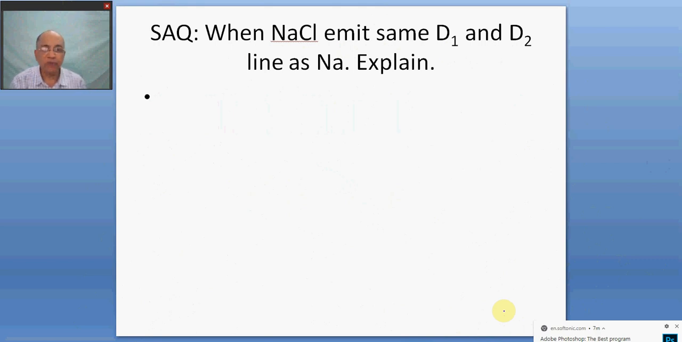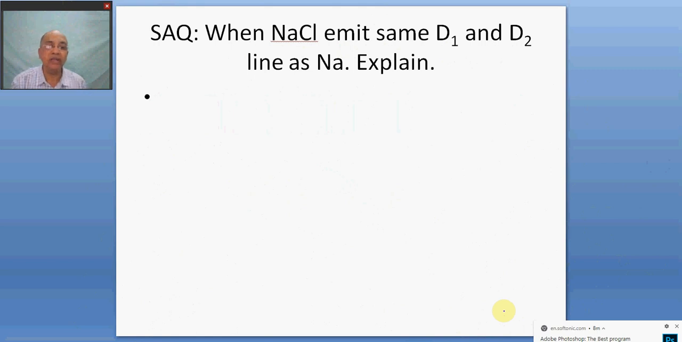Okay. But when you put, instead of sodium metal, sodium chloride crystal, common salt crystal, in the flame, you also get the same golden yellow light and the same D1 D2 lines. My question is, with the sodium atom it is understandable. Sodium chloride contains the sodium ion, Na plus. It doesn't contain that unpaired valence electron that was there in the sodium atom.